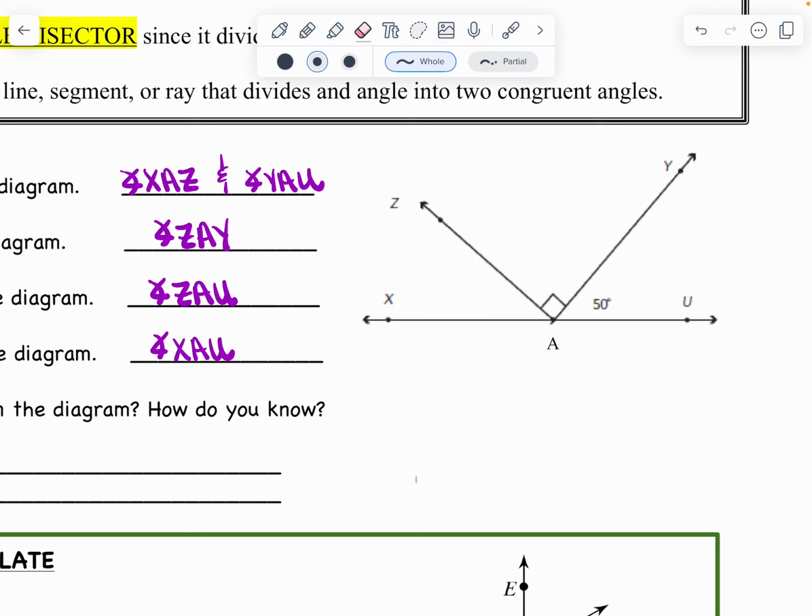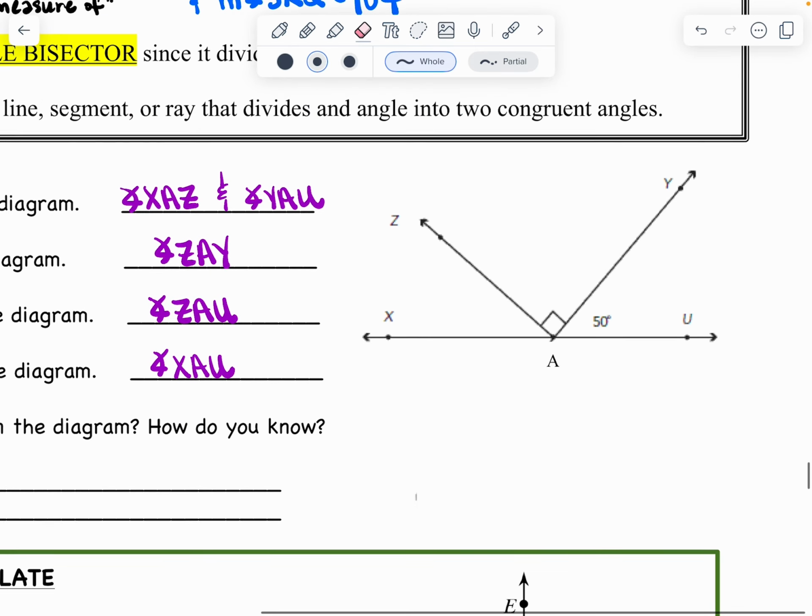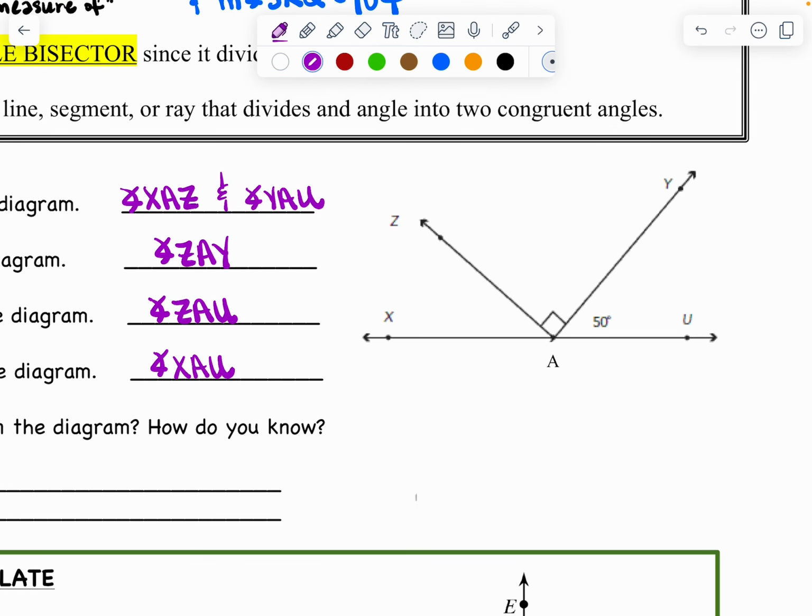All right. So before we get to that next question, I want to make sure we understand, can we find the measure of this angle right here? Because again, you need to be a clue finder. So we automatically know that that's a 90-degree angle. So if we add these two together, we know that that's 140 degrees, right? But of course, we know that this whole thing is a straight angle.